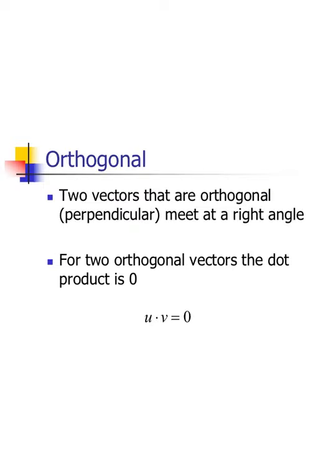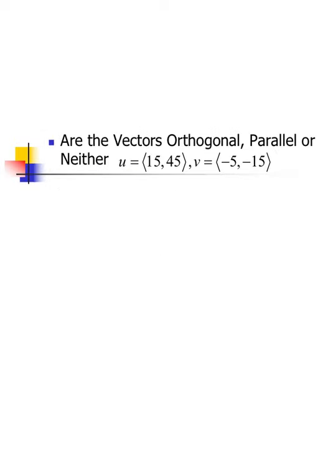For orthogonal vectors, two vectors are in fact orthogonal, which is very similar to being perpendicular, if they meet at a right angle. And we can identify two orthogonal vectors if the dot product is 0, so we see that u dot v would be 0. For our example here, we're going to try and determine if we have orthogonal, parallel, or neither for our vectors. We talked a little bit about parallel. Basically, one vector is a scalar multiple of the other one, and this was talked about in the last video.